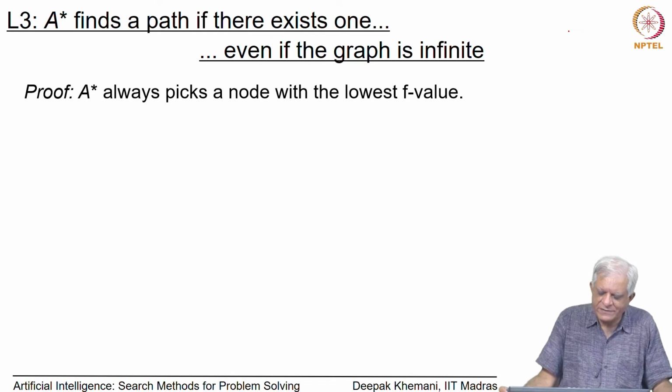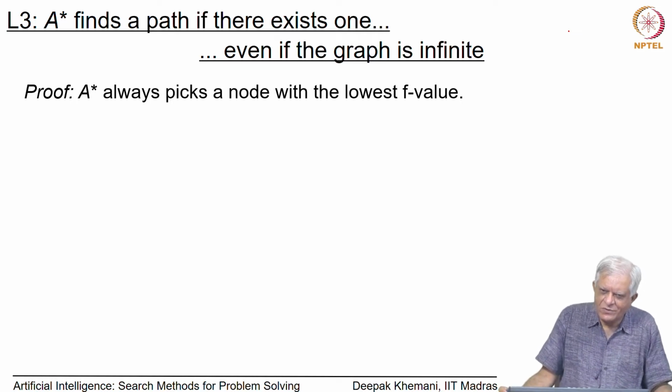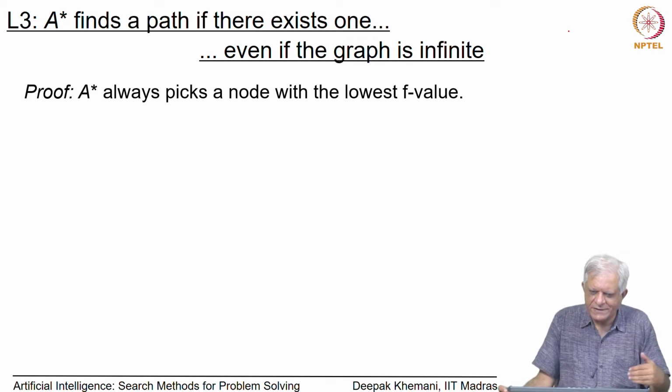A star, as we know, always picks a node with the lowest f value. What does it do after it picks a node? It checks whether it is a goal or not, and if it is not the goal, it generates its neighbors, and at least for the new neighbors it adds them to open essentially. So, in that sense the graph grows as search progresses.